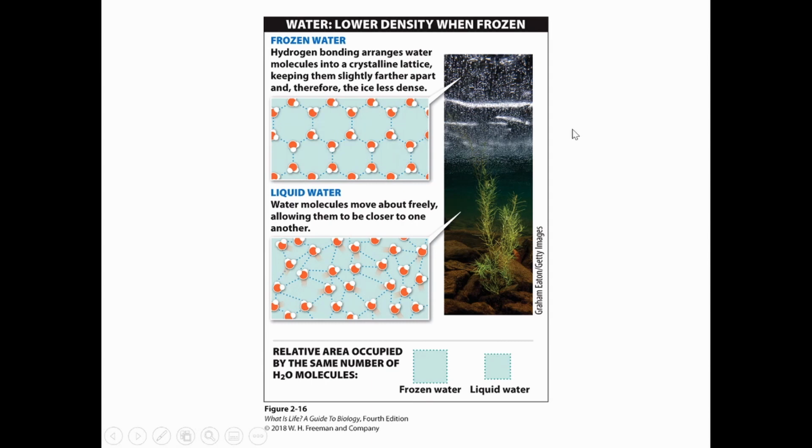Right, and so that's what we see. The frozen water arranges in that crystalline lattice, and you see how they're more spaced out compared to the liquid water. In liquid water, they can form close hydrogen bonds and distant hydrogen bonds, but here we end up with this crystalline structure where everyone's kind of equidistant, and that makes it less dense.